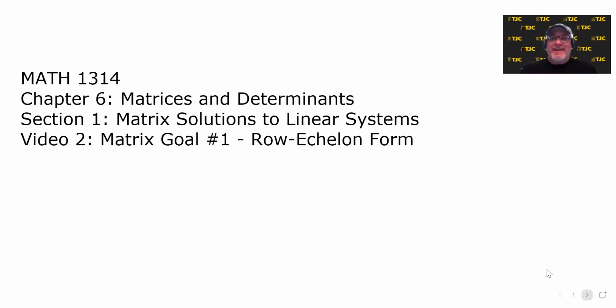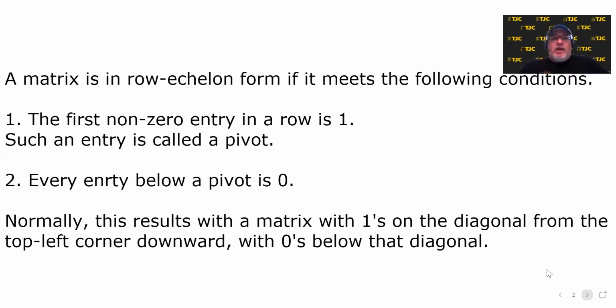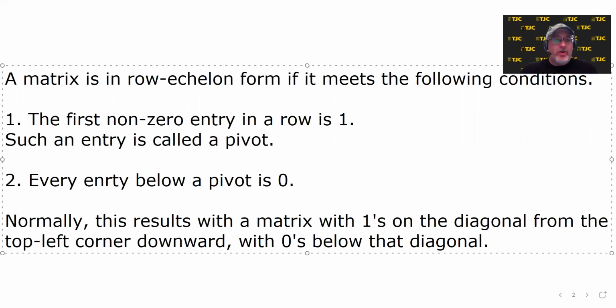So let's start by defining that. A matrix is in row echelon form if it meets the following conditions. Number one, the first non-zero entry in a row is 1. Such an entry is called a pivot. And number two, every entry below a pivot is 0.